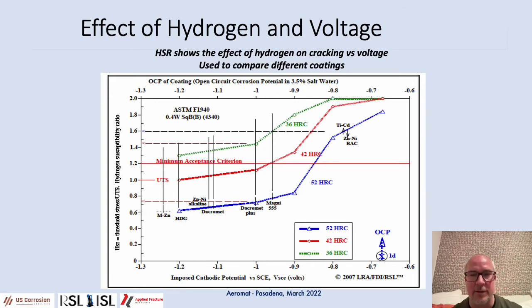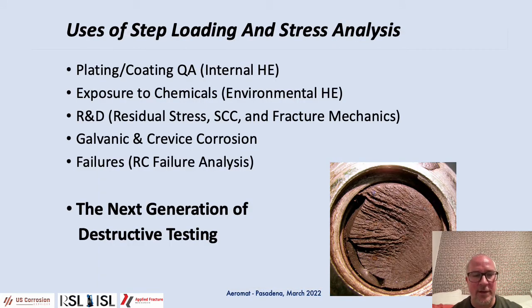in terms of embrittlement. So here's some examples of uses where step loading and stress analysis have been performed. That can be plating and coating, quality assurance, and testing. So this is routinely done on many materials in aerospace where we need to evaluate the possibility of internal hydrogen embrittlement due to the plating or coating processes. It can be due to exposure to chemicals. For example, the same method can be used to evaluate cleaning chemicals that are used on aerospace components to make sure that those chemicals aren't going to result in hydrogen embrittlement or other related failure mechanisms.